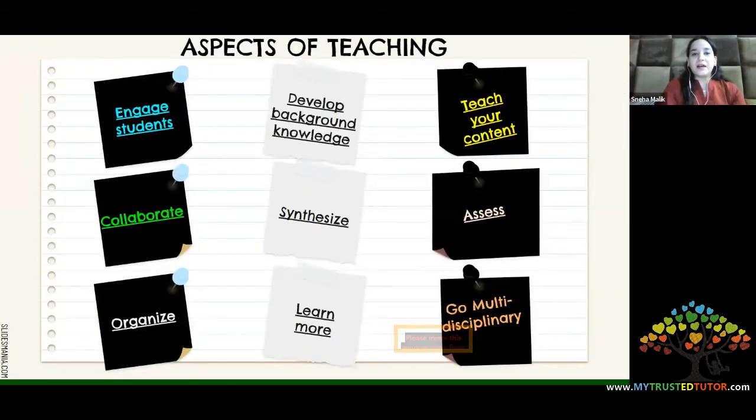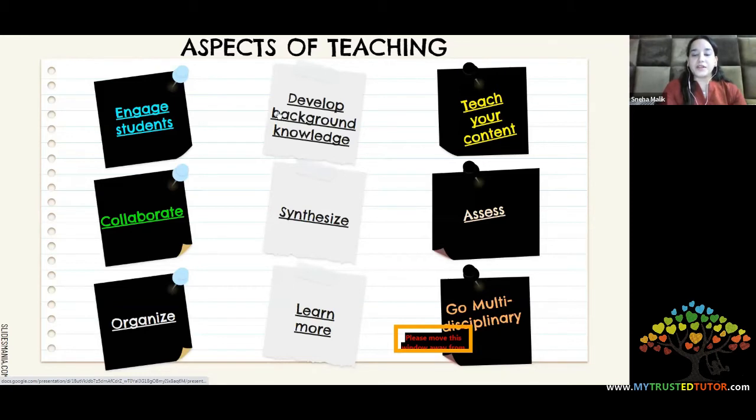Okay, dear teachers, here are some aspects of teaching that we usually encounter. Teaching is a huge umbrella under which a lot of aspects fall, so I've tried my best to accommodate most of them. It's engaging them, developing background knowledge, collaborating. So we give participants and students an opportunity to work with each other. Right now, we also have a lot of collaborative platforms in which we are working with them in real time.